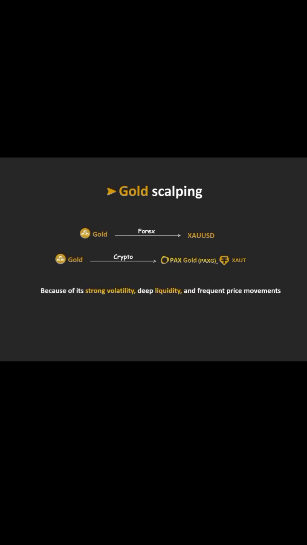Before jumping into the scalping strategy, we first need to understand the gold pair. In Forex, gold is traded as XAUUSD, which represents the price of gold quoted in US dollars. In the crypto market, gold exposure is available through tokenized assets like Pax Gold or Tether Gold, which are backed by physical gold and traded against cryptocurrencies like Bitcoin or stablecoins such as Tether. Because of its strong volatility, deep liquidity, and frequent price movements, gold has become one of the most popular assets for traders, especially for short-term strategies like scalping.